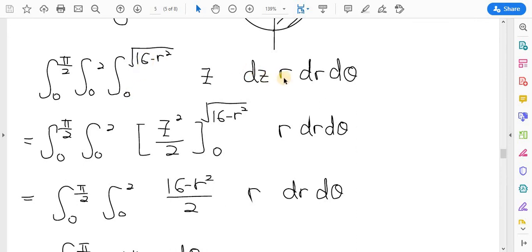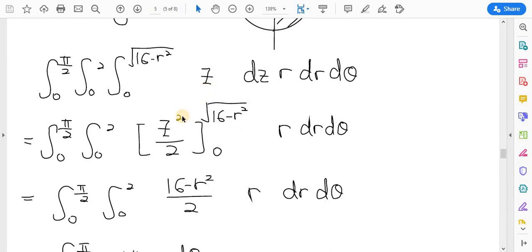Remember r, dr and theta, they are like a package. Don't miss the r. So for the dr, this will be the interval for your r, which we defined just now, and the theta will be from 0 up to 90 degrees. So you perform the integration as usual.